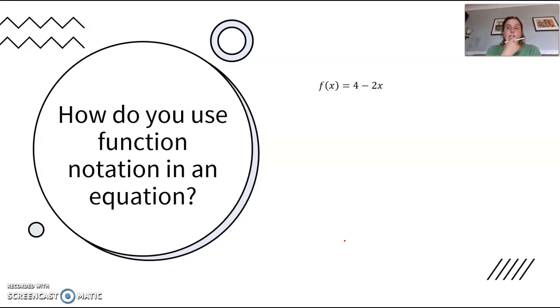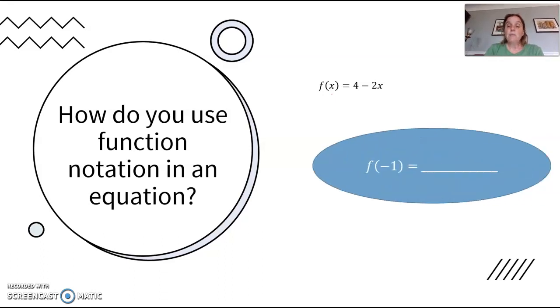So this is what an equation looks like for function notation. Notice how the input is not a number right now. The input is x, which can represent a number, but we don't know what that number is. So the relationship here, whatever your input is, you're going to do 4 minus 2 times the input, and that will give you the output.